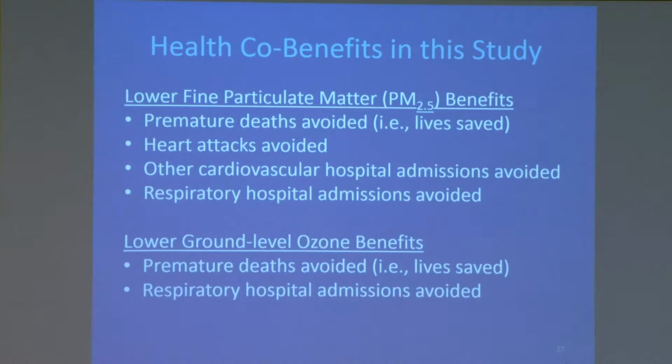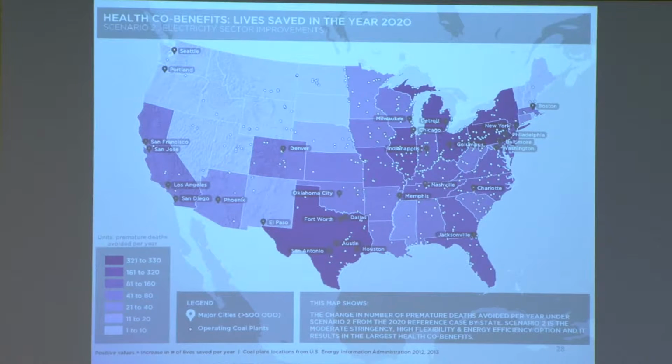Okay, so I mentioned that we took these air quality outputs and put them in BenMAP. These are the outputs that we looked at for fine particulate matter. These are the health outcomes that we looked at for fine particulate matter and ozone. I think we took a relatively conservative approach. We took relationships that we felt were very well vetted and well established in the literature, so I think our estimates are probably fairly conservative.